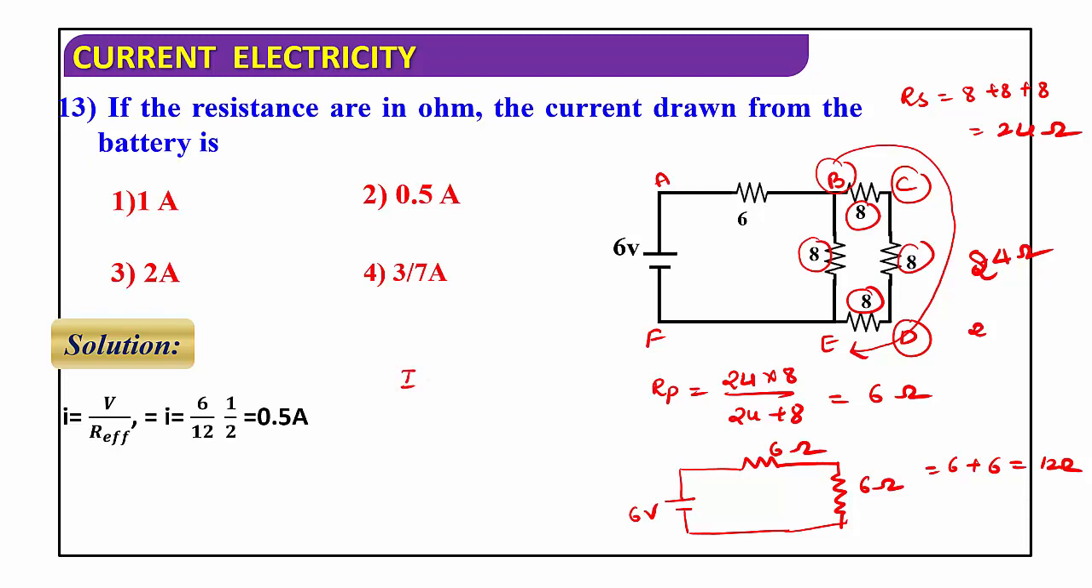We have the equation I equal to V divided by R. So the V value is given in the diagram, 6 volt, divided by the effective resistance after solving all the resistance values, which is 12 ohm. 6 1s are 6, 6 2s are 12, so 1 by 2 is equal to 0.5 ampere. 0.5 ampere means the second option is the right answer.